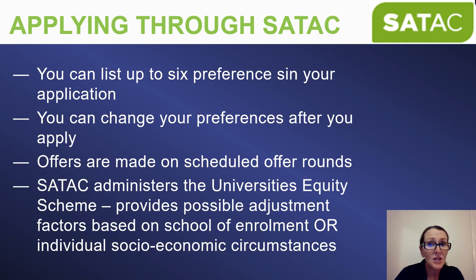The SATC application allows for up to 6 preferences. Applicants can change their preferences after submission and offers are made on scheduled offer rounds. A list of offer rounds and other key dates can be found on the SATC website. SATC also administers the university's equity scheme. This scheme is to provide possible adjustment factors to those applying on the basis of their Year 12 results, based on either their school of enrolment or their individual socio-economic circumstances.